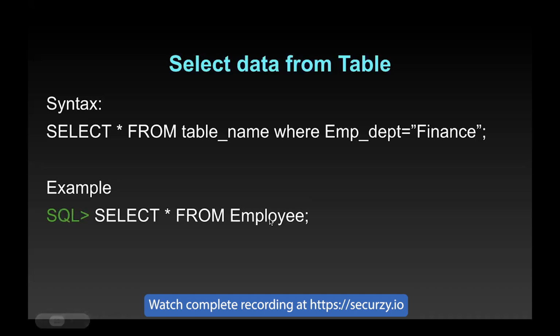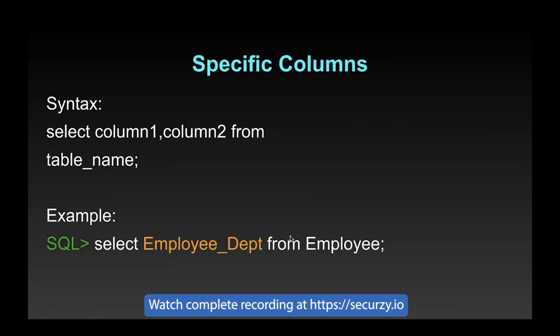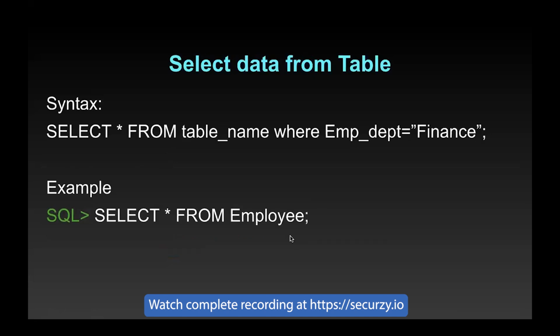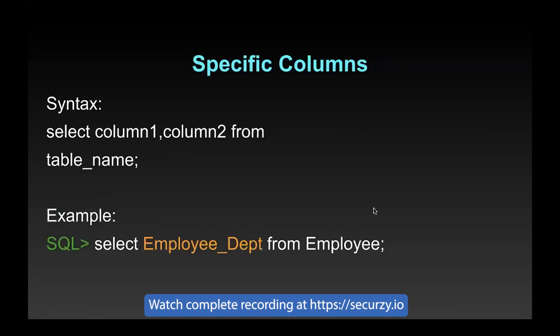Now this is one more example. Select star from employee. This means select all the information from the employee table. This query will return you all the information of the employee table. Let's just move quickly because I also want to complete SQL injection. If I want to select only a specific column, then you need to write select specific column from table name. Select employee department from table.